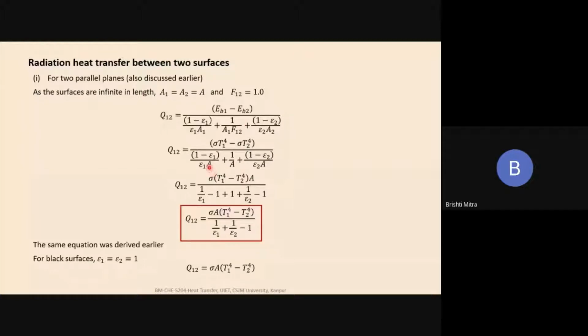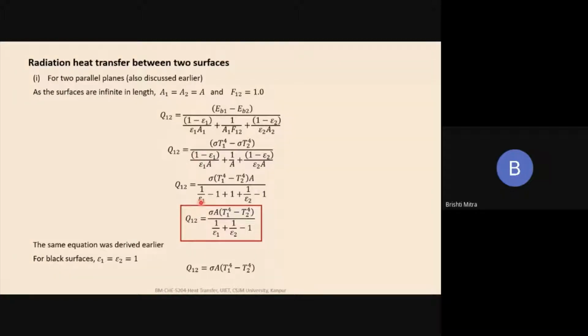So you see there's an A in the denominator of all these cases, which is then multiplied to the top. And EB1 is written as sigma T1 to the power 4, and EB2 is written as sigma T2 to the power 4. So if I take sigma common and A out here, this comes out as T1 to the power 4 minus T2 to the power 4. And if you open up the brackets out here, what do I get?